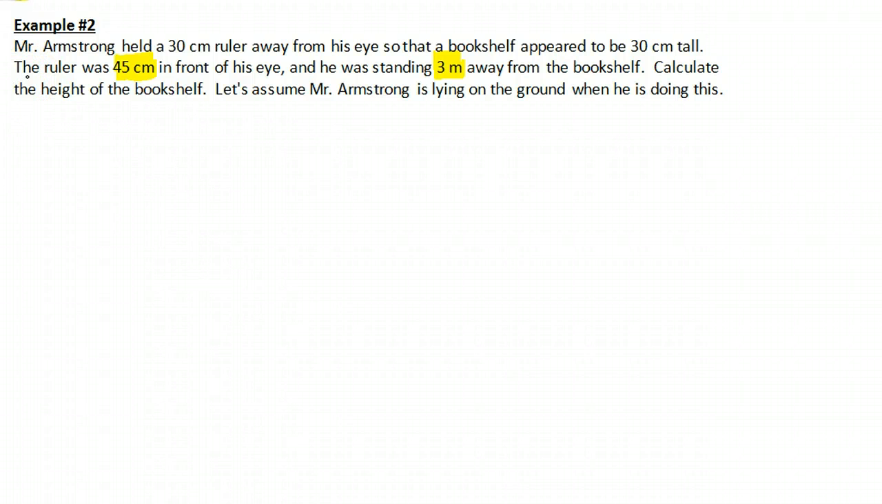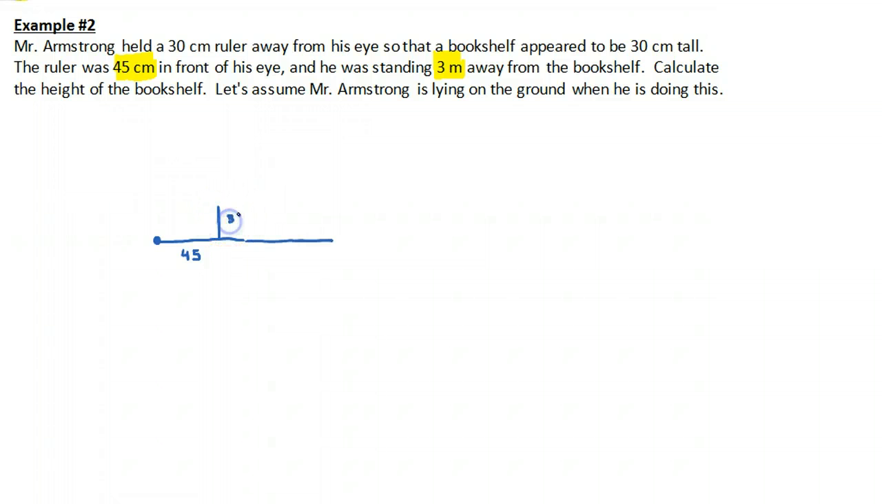And for this problem, we're going to assume Mr. Armstrong is lying on the ground when he's doing this. So in this case, I'm not going to draw a fancy picture. What I'm going to do is assume that this is the ground. Mr. Armstrong is lying on the ground. His eye will be right here. So he holds a ruler 45 centimeters from where he is.